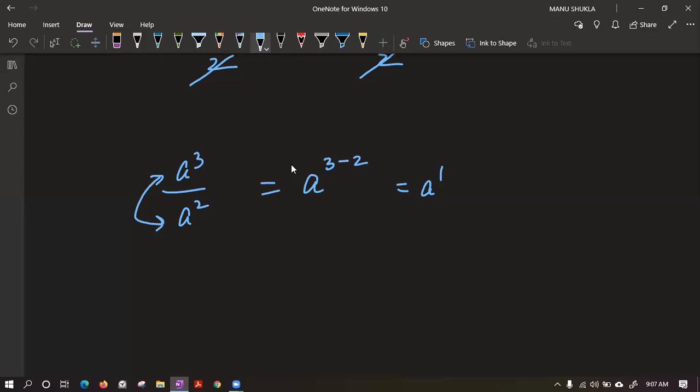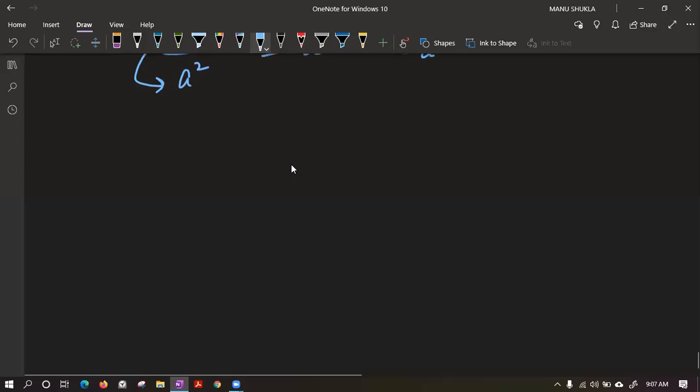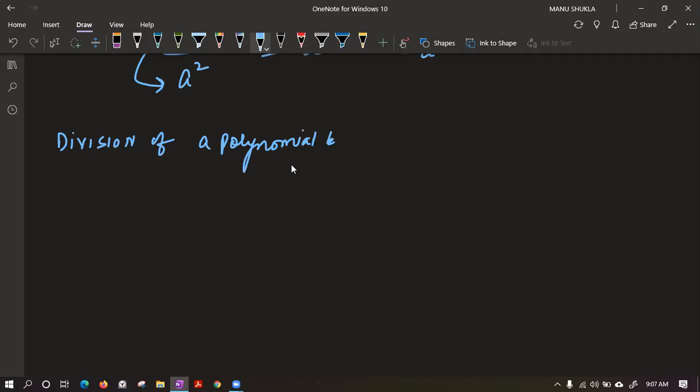Now let us take some polynomials in division example. So division of a polynomial by monomial.